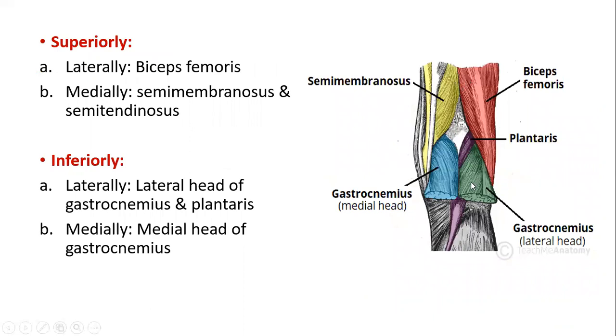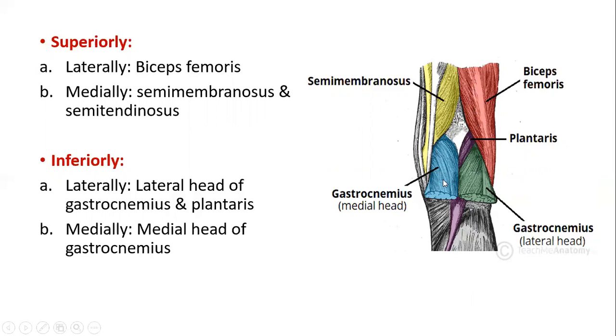Then superiorly and inferiorly on the medial and lateral aspects. Superiorly and medially, we have semi-tendinosus as well as semi-membranosus. Semi-membranosus is more medially located as compared to semi-tendinosus, which is more laterally located. Then we have biceps femoris that forms the supralateral boundary of the popliteal fossa.